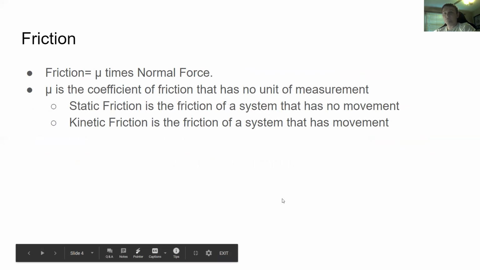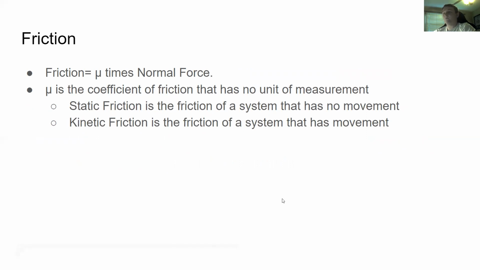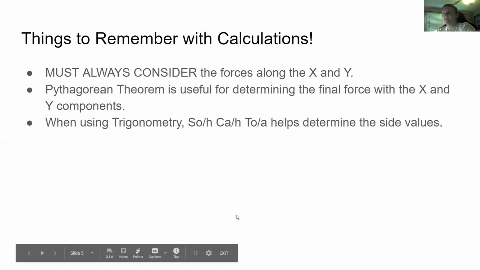Friction is equal to mu times normal force. And mu has two types of coefficients because it is the coefficient of friction. It has static friction, which is friction of no movement, and kinetic friction, which is friction of movement. Static friction will always be bigger than kinetic friction because it's always easier to keep something moving than it is to start it up from rest. It takes more force to get it to go. That's why.